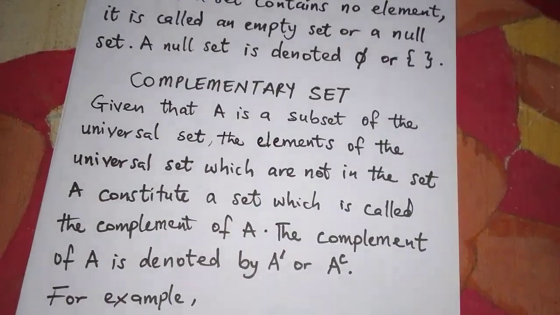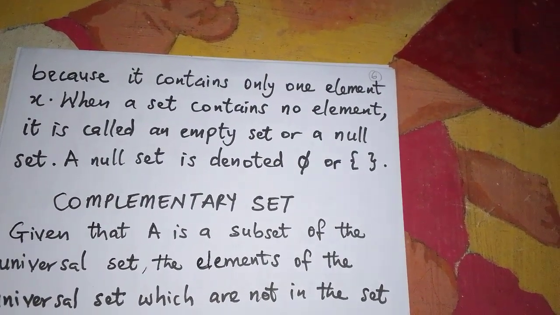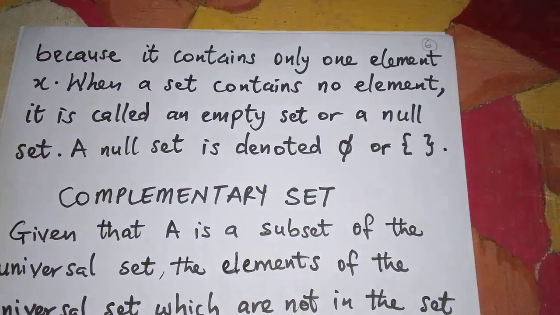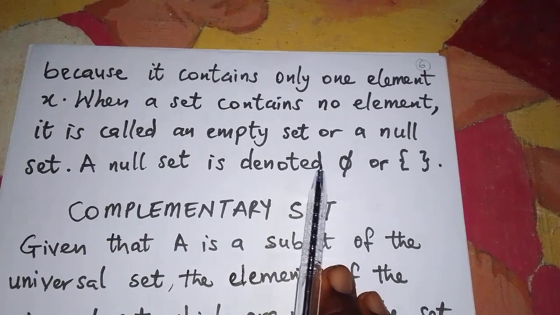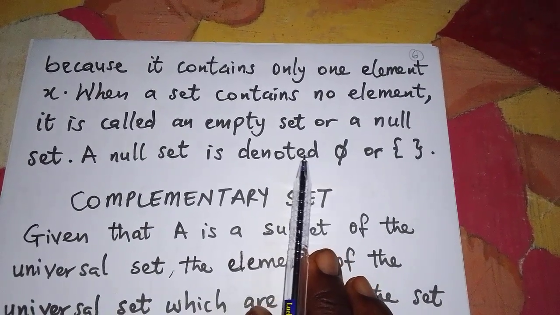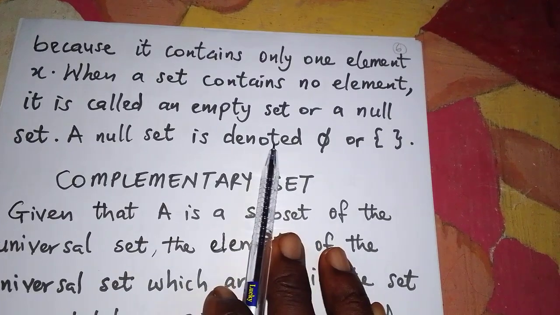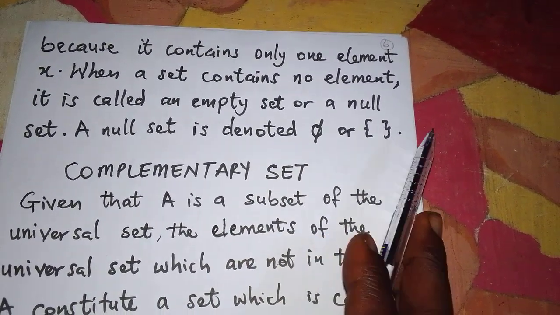Also, when we talk of an empty set, it has no elements. So when a set doesn't have any elements, that is, it doesn't have any member, that is known as an empty set. So an empty set is denoted with this sign or this.